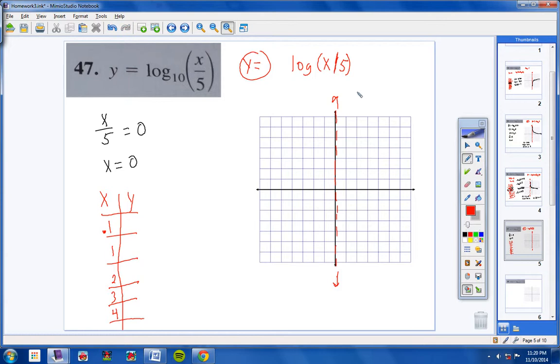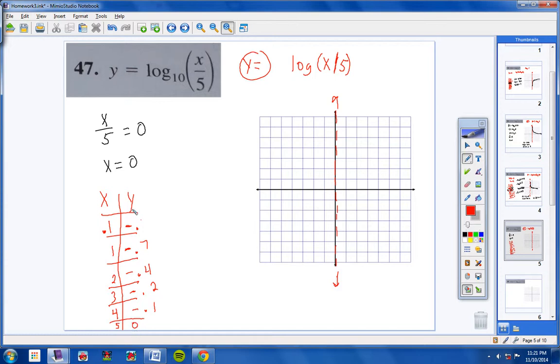If you've done that correctly, here's what your table of values should look like. 1 should be negative 0.7. 2 should be negative 0.4. 3 should be negative 0.2. And 4 should be negative 0.1. And if you go a little further, look at your table of values: 5 gives you a 0. So that's going to help us find the x-intercept.